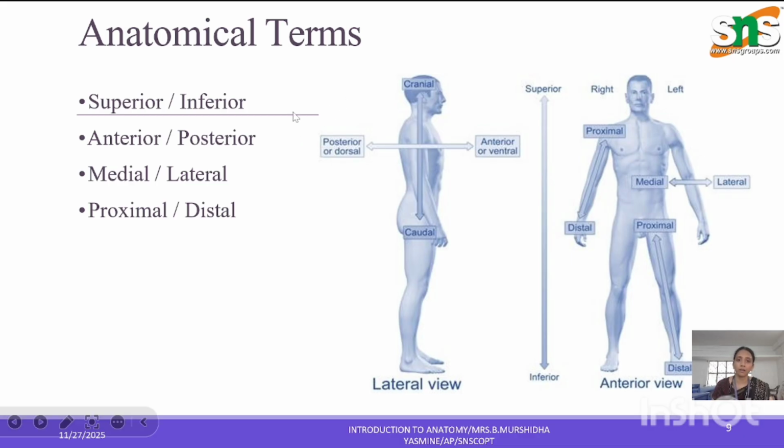Clear? So superior, inferior, anterior, posterior, medial, lateral, proximal and distal. These are the common anatomical terms which we use to study the anatomical structures of the human body.